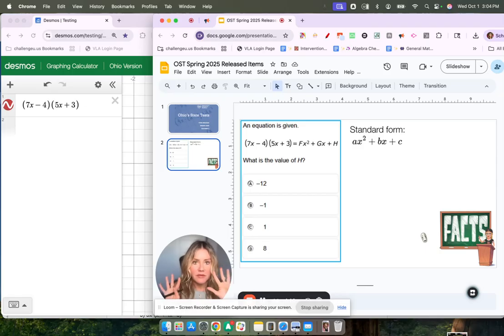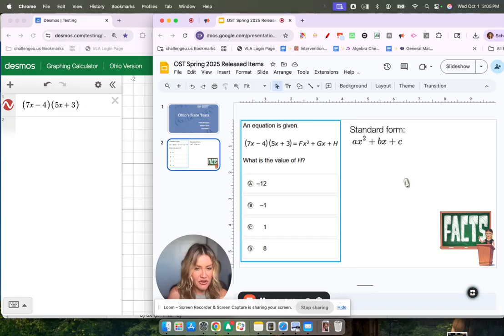So that being said, let's start with question number 2, and it says an equation is given. 7x minus 4 times the quantity of 5x plus 3 equals capital F x squared plus gx plus h. Nobody taught you that it's f x squared plus gx plus h. We've taught you that standard form is actually ax squared plus bx plus c, where c is the constant. So that's the first thing I want to let you know.